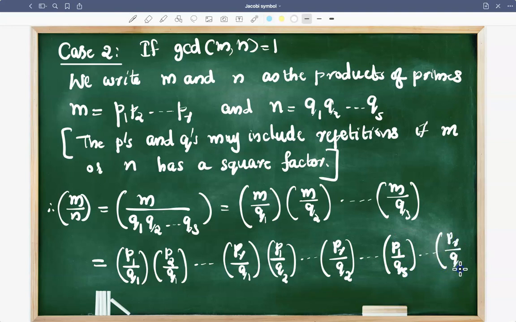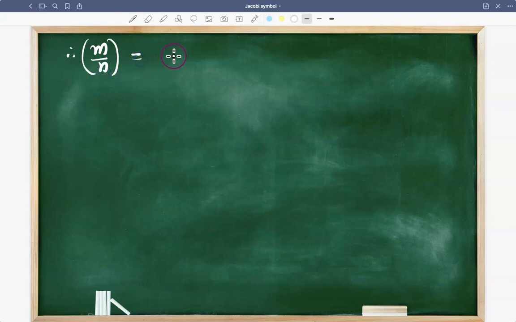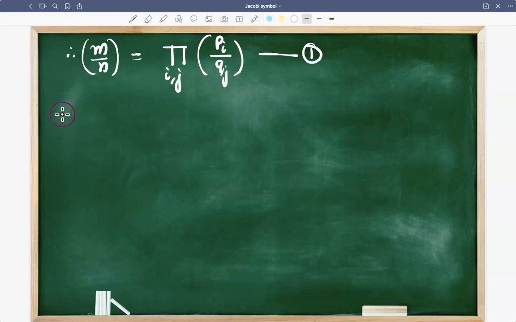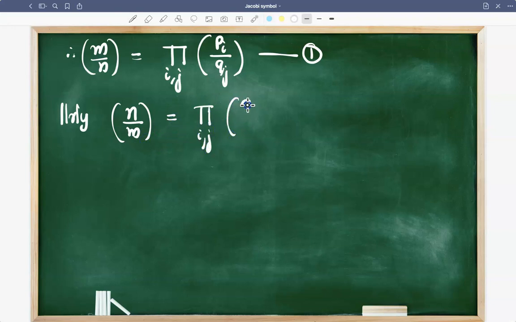pr by qs. Thus, Jacobi symbol m by n can be expressed as the product of Legendre symbols of the form pi by qj, where i varies from 1 to r and j varies from 1 to s. Let this be equation 1. Now, using similar process, we can express Jacobi symbol n by m as a product over i and j, qj by pi. And let us label this as equation 2.